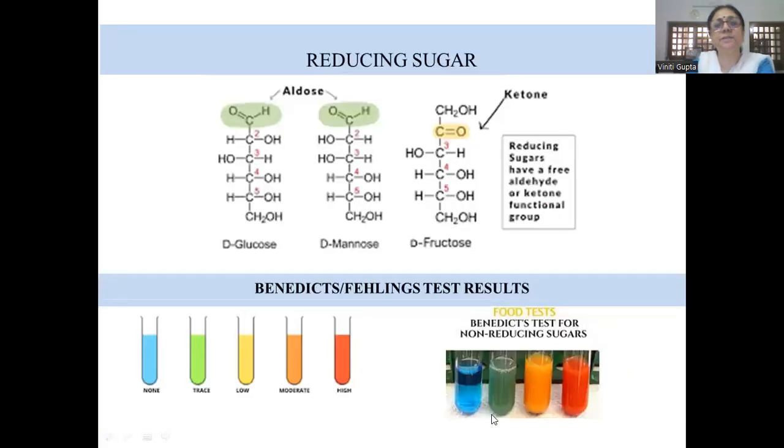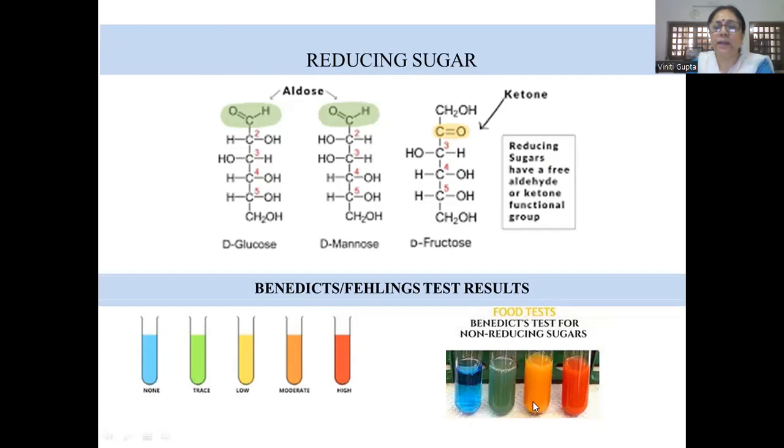See, this is the test which we get in the lab. These are three reducing sugars, glucose, mannose, and fructose. These two are aldose sugars, and fructose is a ketose sugar. Now, Fehling's test results: this is the solution of copper sulfate, which is not changed. This has a slight change. That means you have a very little amount or trace of reducing sugar.